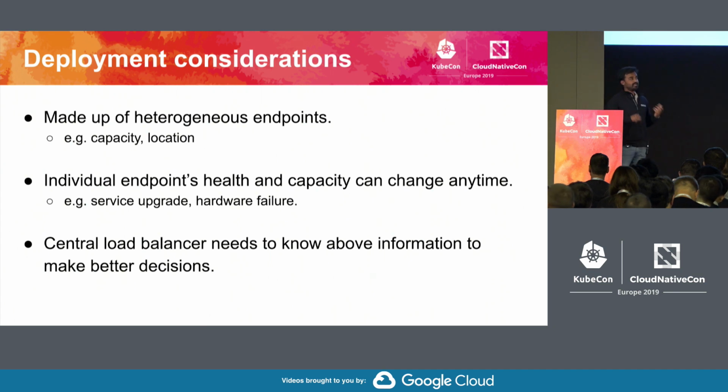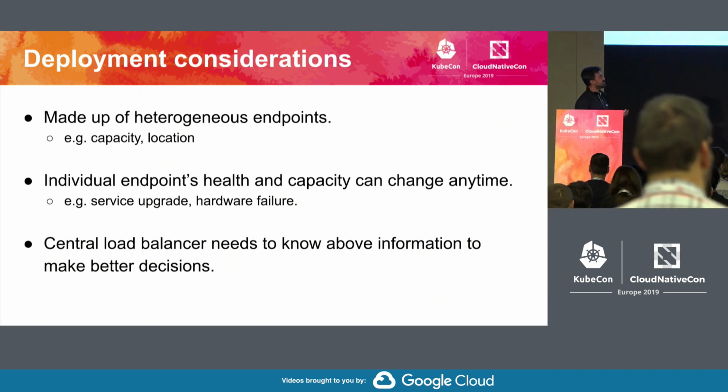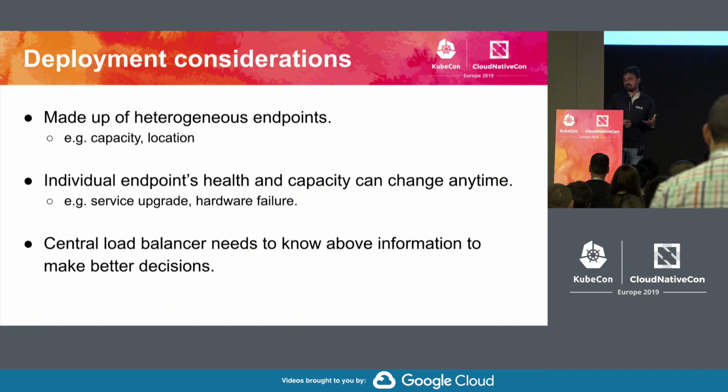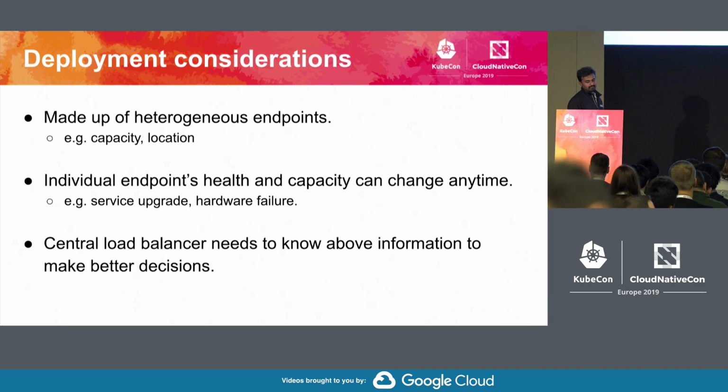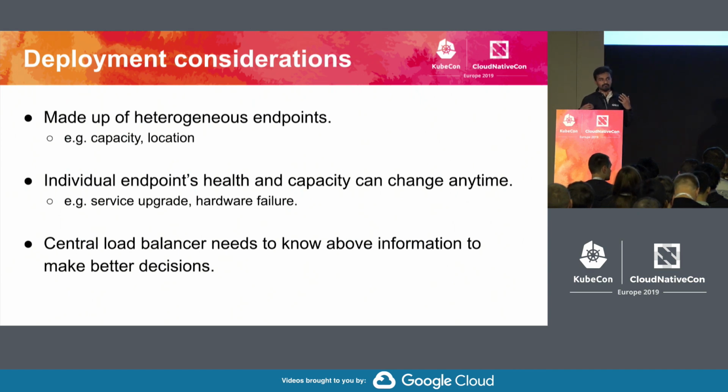Also, endpoints' health and capacity can change over time for various reasons. You are upgrading your service, or there's a hardware failure when you are dealing with physical machines, which can change the capacity over time. There are other aspects too, like not every request is the same, and that could impact your service capacity and availability. So looking at just the endpoints and making decisions without really taking endpoint information into consideration is not really great.